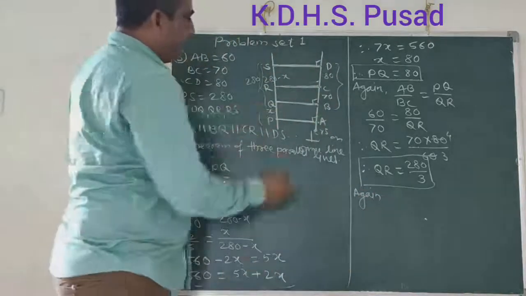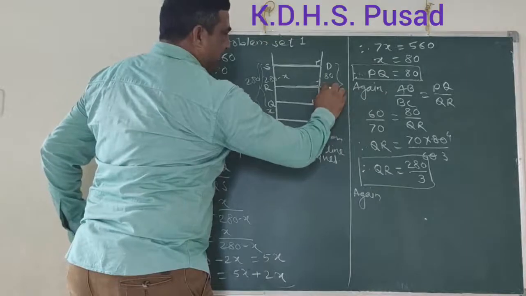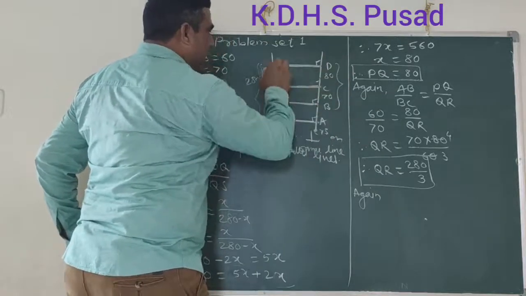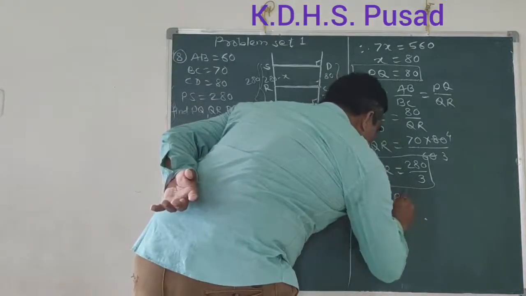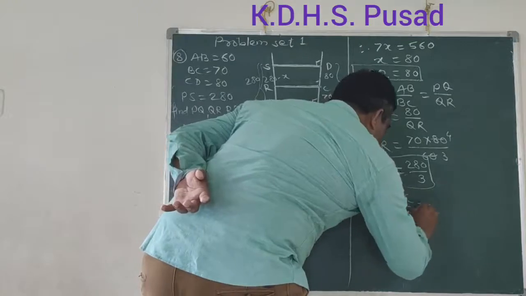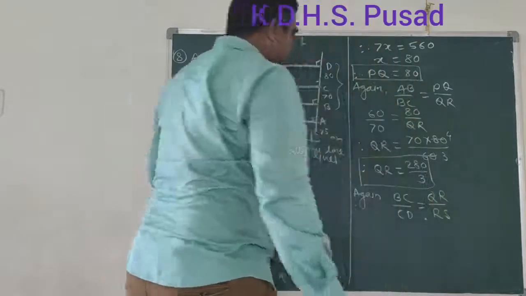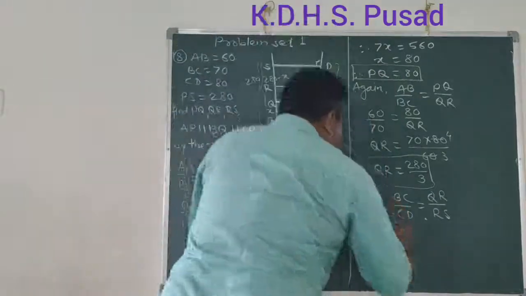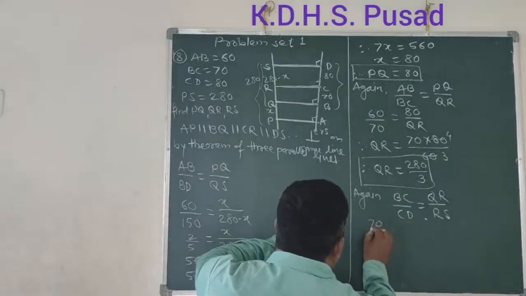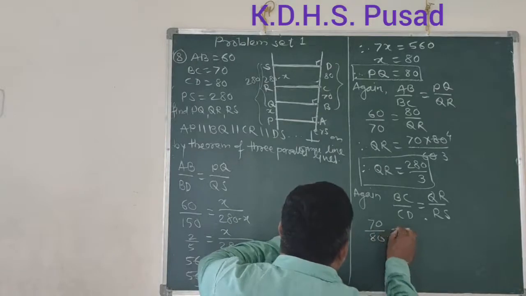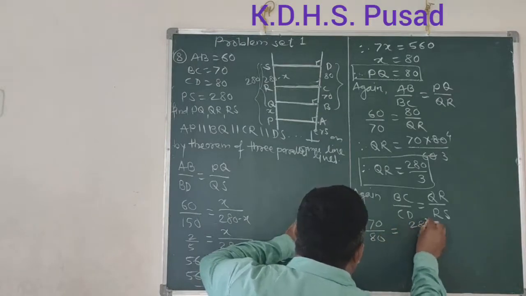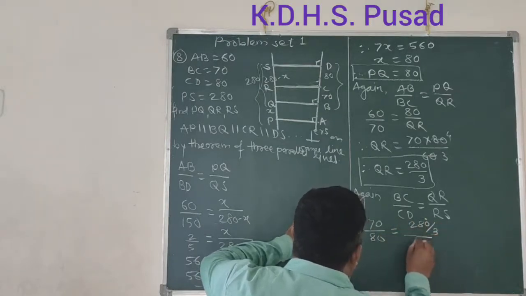Now using these three parallel lines, BC by CB equal to QR by RS. Again, BC by CB is equal to QR by RS. Let's put down the values. BC, that is 70 by 80. Now QR, that is 280 by 3 by RS.